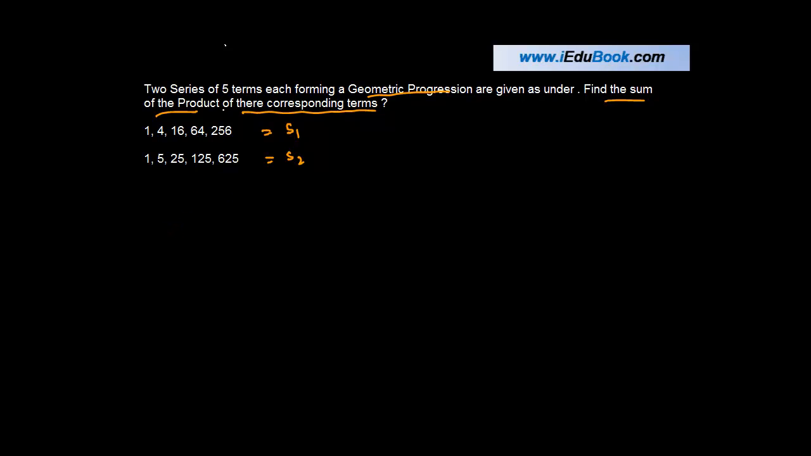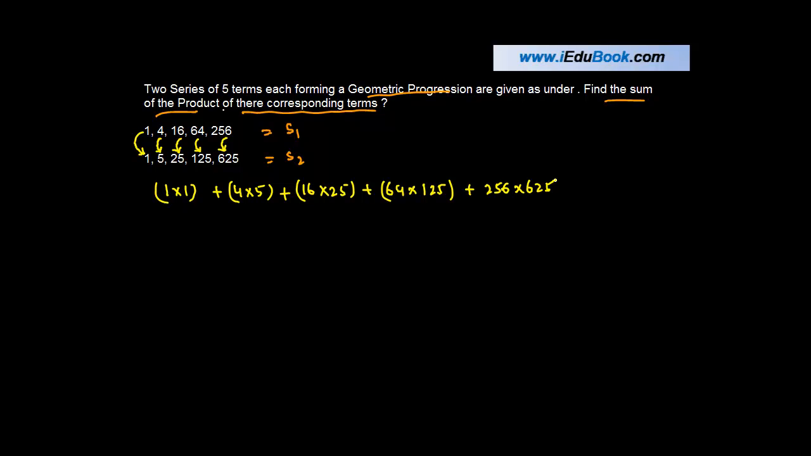Now this is interesting. Why? You are told that you have to find the product of the corresponding terms, and then find their sum. So basically what you are required to do is 1 into 1 plus 4 into 5 plus 16 into 25 plus 64 into 125 plus 256 into 625.